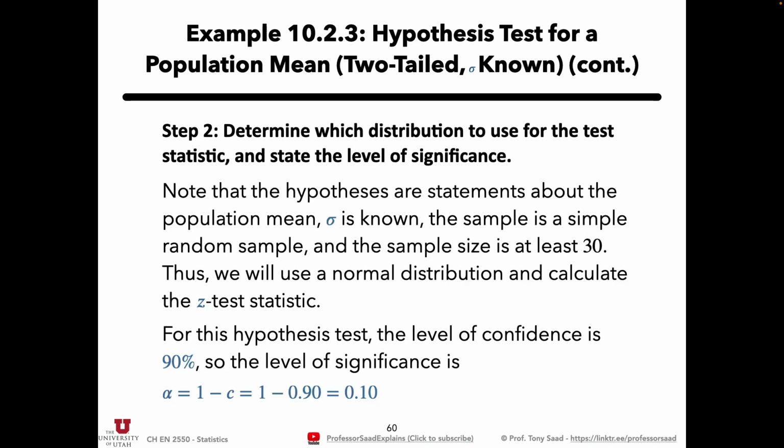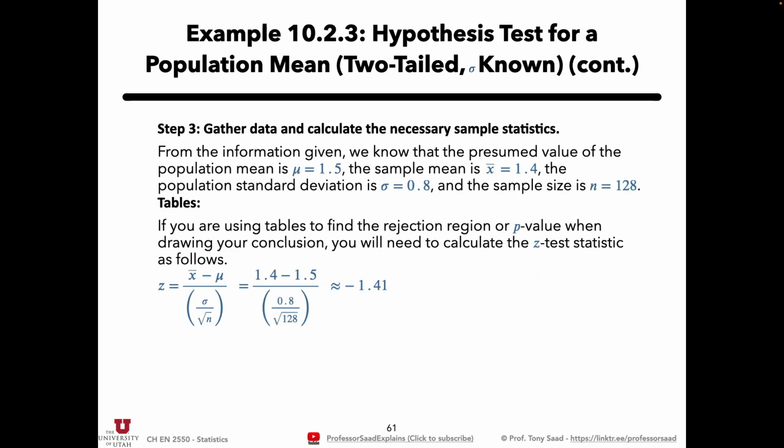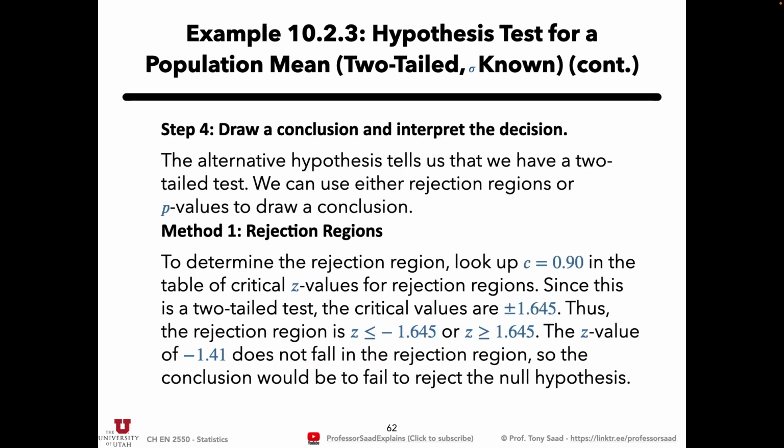Our alpha is 0.1. We do the same here. We compute the test statistic. We know sigma, so we get our test statistic as a z-score, which is the sample mean minus the assumed population mean, over sigma over the square root of n. You do all of this, and you get minus 1.41 for our z-statistic. Okay, so next, we need to make a decision.